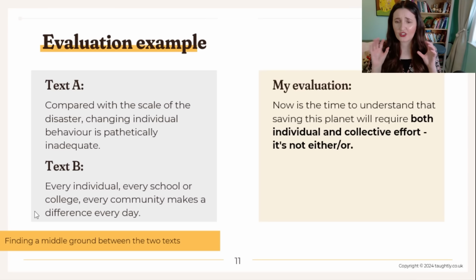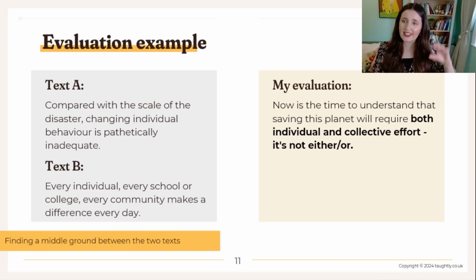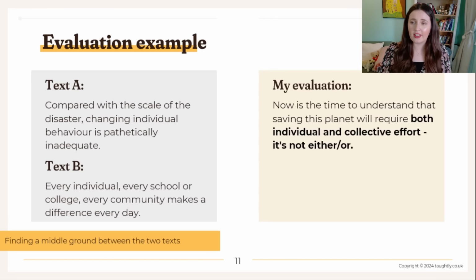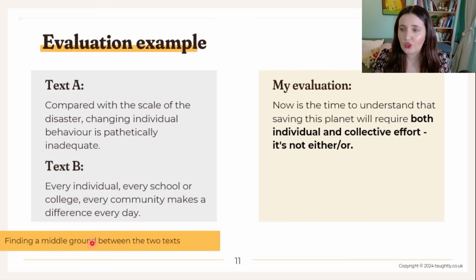So you can see they've got two very, very different ideas. One is individual effort is pathetically useless, and the other one is every single individual and every single school can make a difference. So they're completely different ends of the spectrum. So the evaluation was actually finding a middle ground between the two texts, trying to find a compromise.